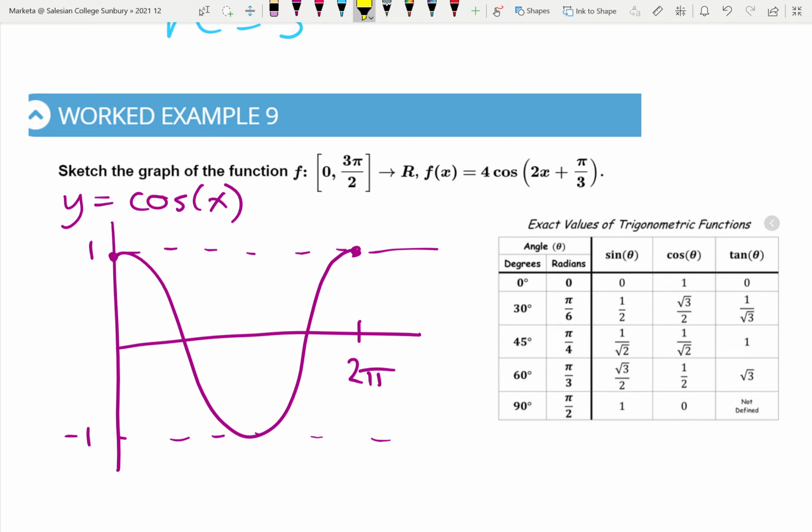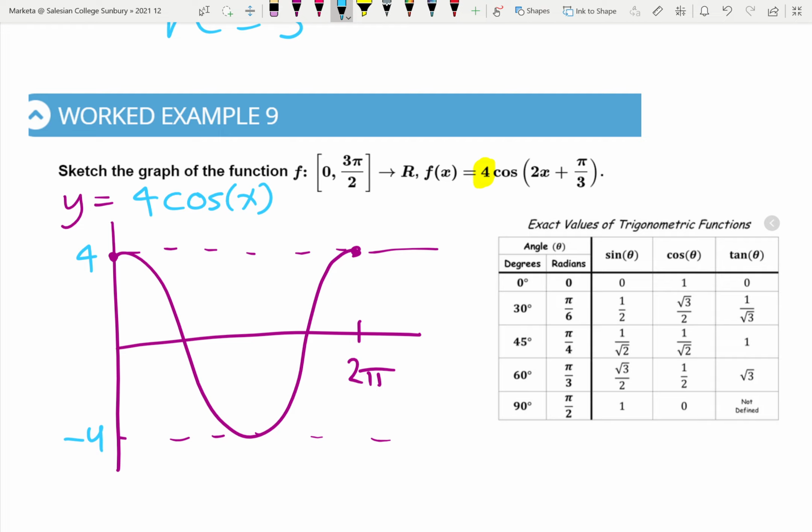We've got a 4 here. So straight away I can see that that's my amplitude. It's going to turn these values of 1 and -1 into 4 and -4. So that means now my parent graph turns into y equals 4 cos x. So that's easy enough. That's a dilation there.